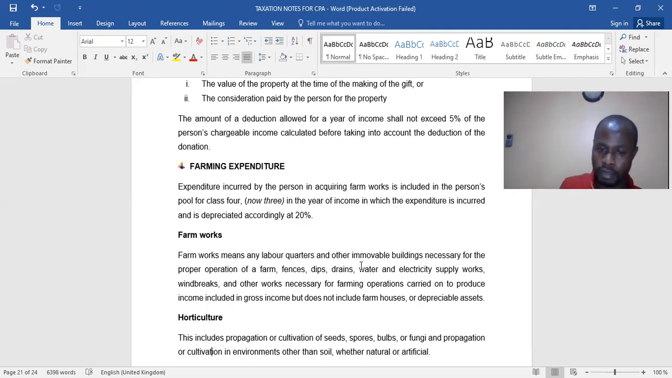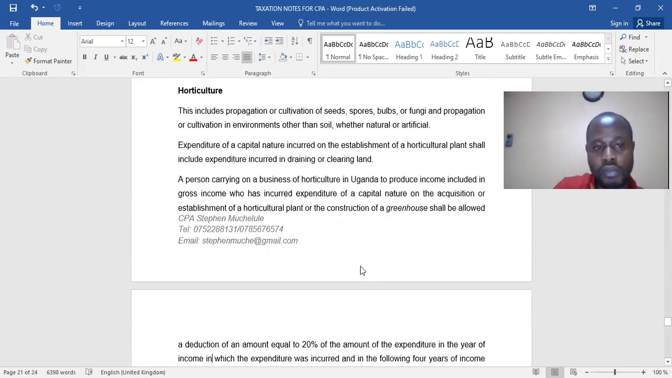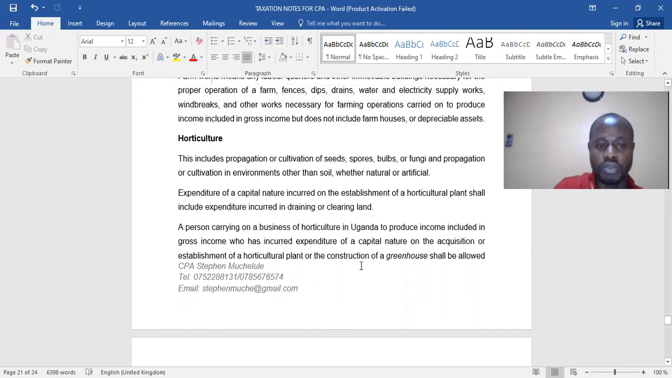The depreciable assets in farming, which class will they fall under? Class 3, at 30%. Yes, class 3. Very good. And farmhouses? Farmhouses are an industrial building, so you would consider industrial building rules.